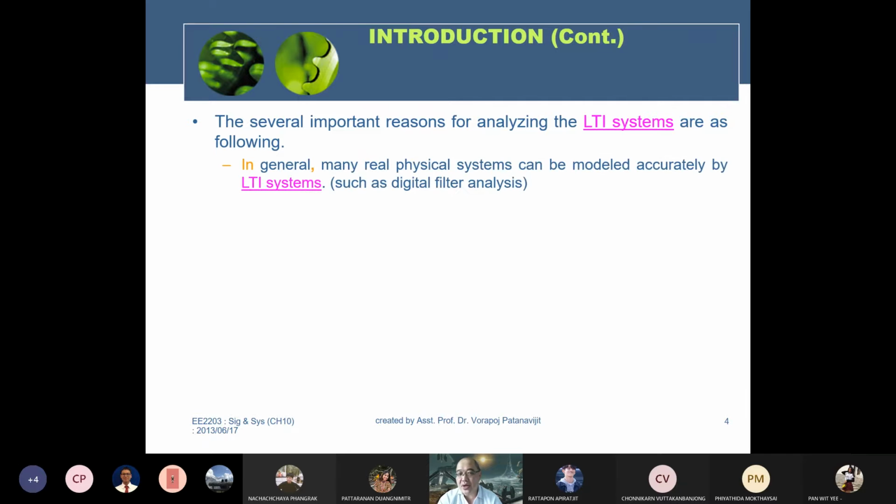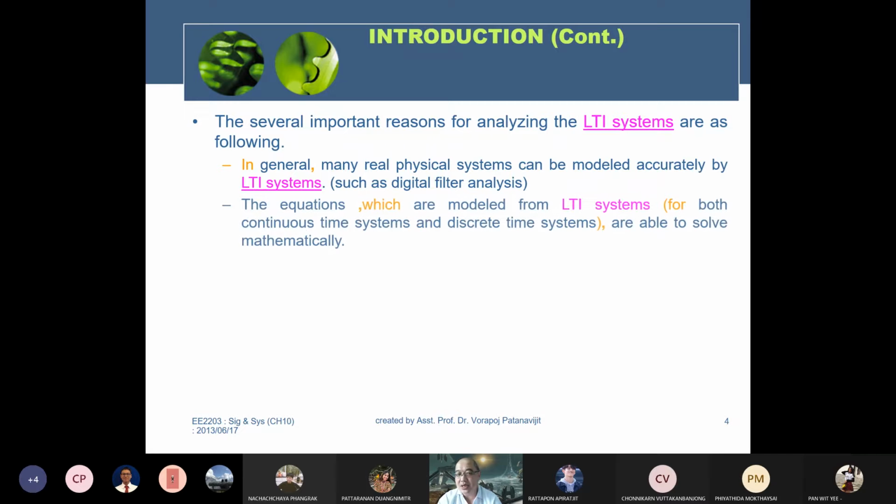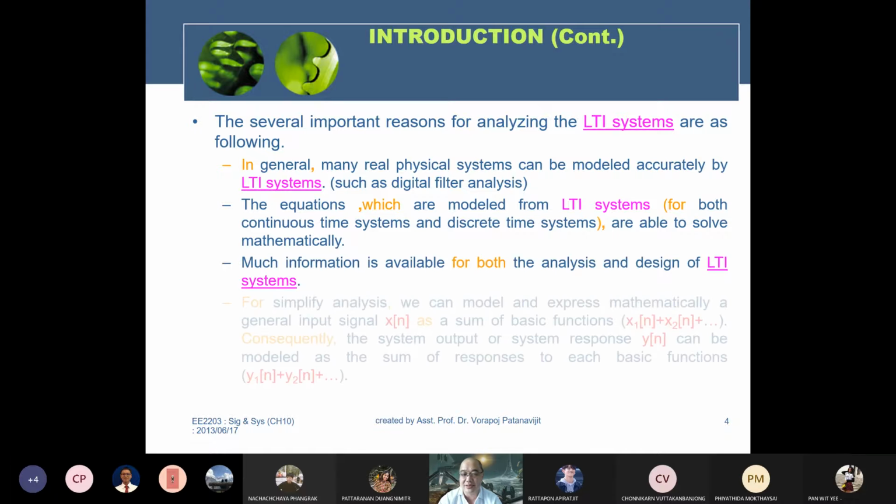In general, many real physical systems can be modeled accurately by the LTI system, such as in digital filter analysis. The equations modeled from the LTI system, for both continuous time and discrete time systems, are able to be solved mathematically. Much information is available for both analysis and design of the LTI system.